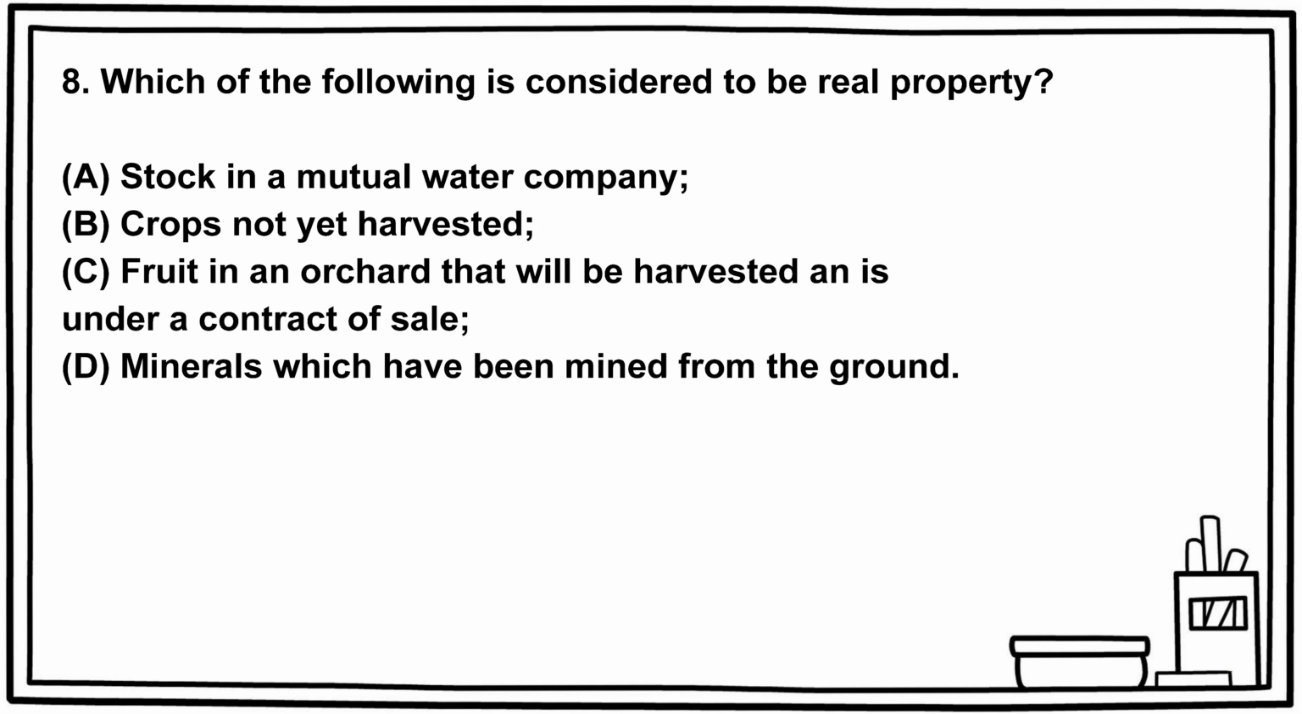8. Which of the following is considered to be real property? A. Stock in a mutual water company. B. Crops not yet harvested. C. Fruit in an orchard that will be harvested and is under a contract of sale. D. Minerals which have been mined from the ground.